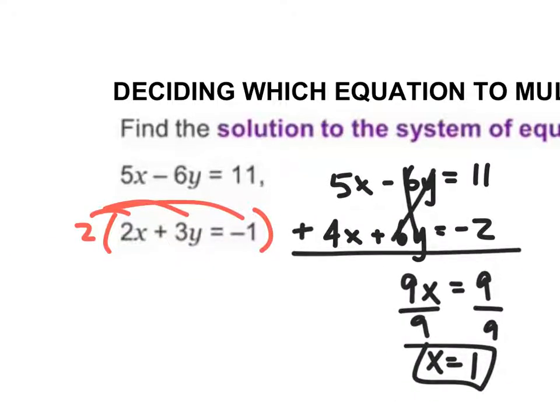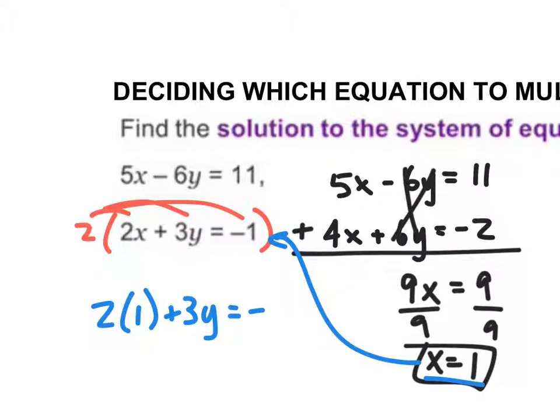And what I want to do is plug this back into one of my equations. Now, I'm going to plug it into my bottom equation because I'm dealing with smaller numbers in my bottom equation. You can plug it into the top, it doesn't matter, but I'm just going to choose that one. So I'm going to plug it into this guy. So now I've got 2 times x, but x is equal to 1, so I'm going to plug in 1 for x, plus 3y is equal to negative 1.